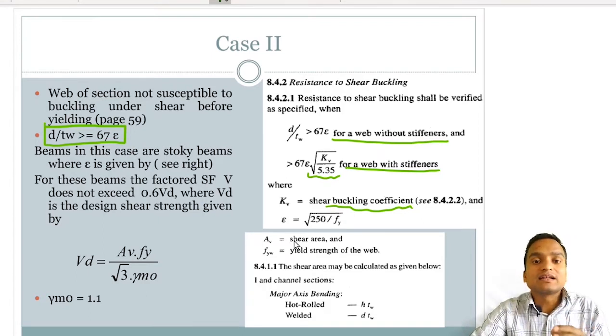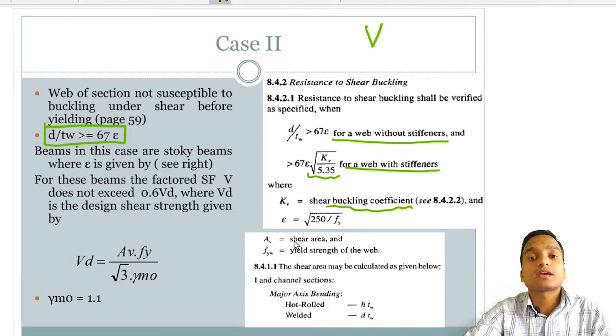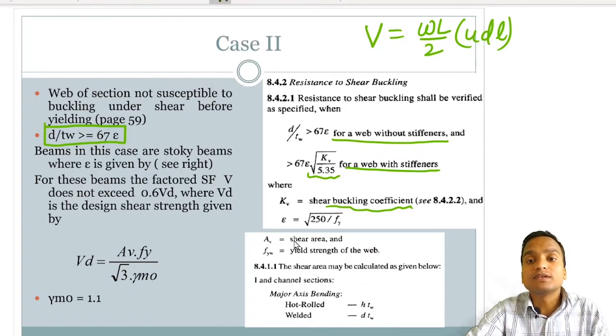So now these are the limits that we have to check whether the web is undergoing shear buckling or not. And for those beams, the factored shear force V can be calculated. Now what is the value of V for a uniformly distributed load W? It's equal to WL by 2, okay. It's for a UDL, where W is the factored uniformly distributed load, and the V value is equal to W upon 2 for the point load, or concentrated load.